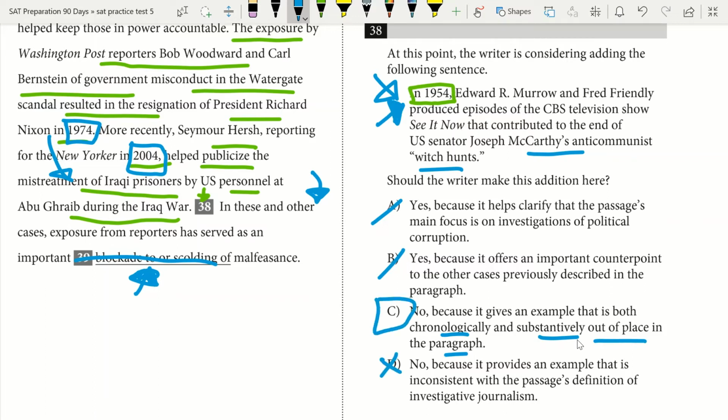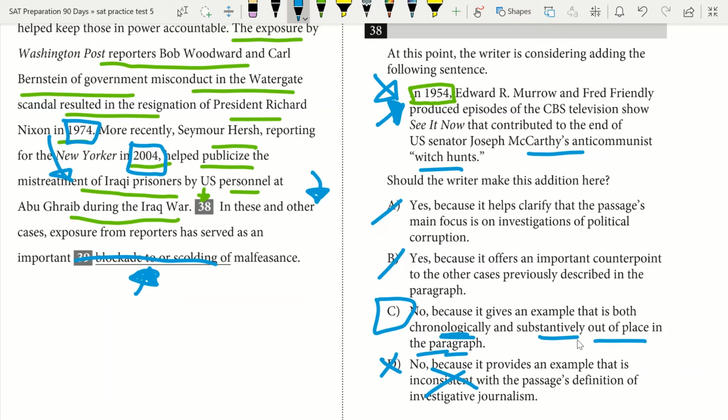As far as D, no, because it provides an example that's inconsistent with the passage's definition of investigative journalism. I don't believe the passage defined investigative journalism, but even if it did, I'm pretty sure it did include television. It just didn't focus on that throughout. So D would also be incorrect, right? It's given an example that's chronologically and substantively out of place in the paragraph. That's going to be our correct answer for 38.